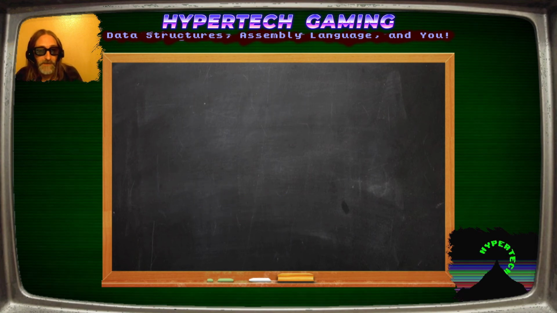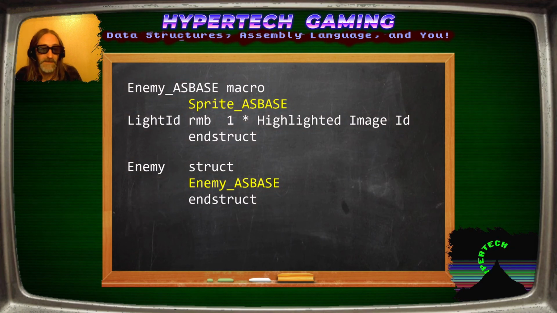So now that we've done this, we can extend it and create enemy in just the exact same way. But when we create the macro for it, we include sprite as base as the first member of that, so it expands in the correct order that we need it to in order to access everything.